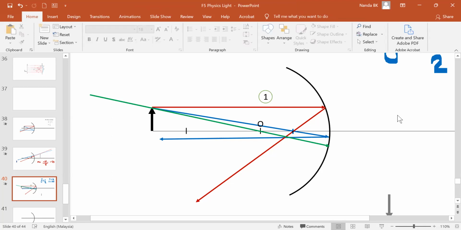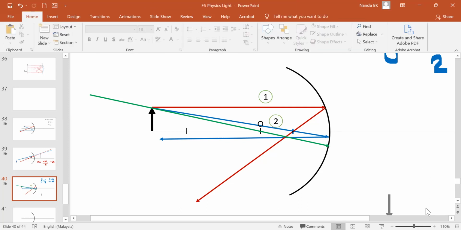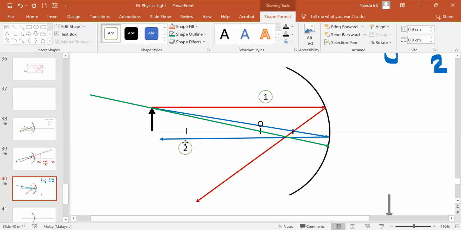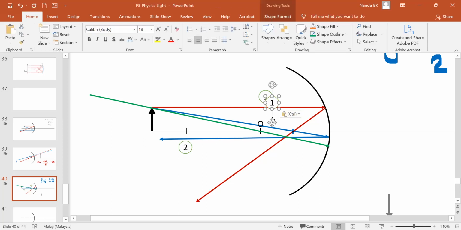Okay. Then where is line number 2? Line number 2 is the blue line. There. Clear? So anything passed through focus will become parallel. This line, number 2, blue line. Then line number 3, where is it? The line number 3 is the green line.